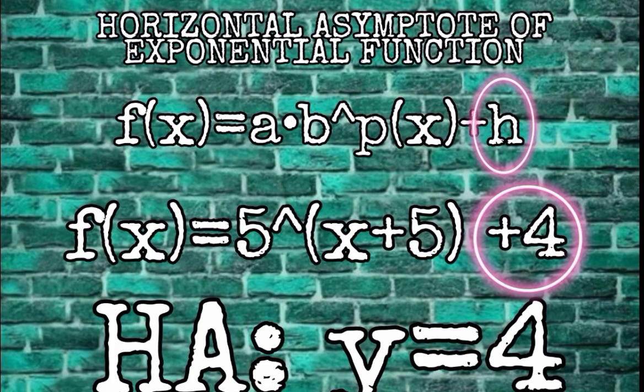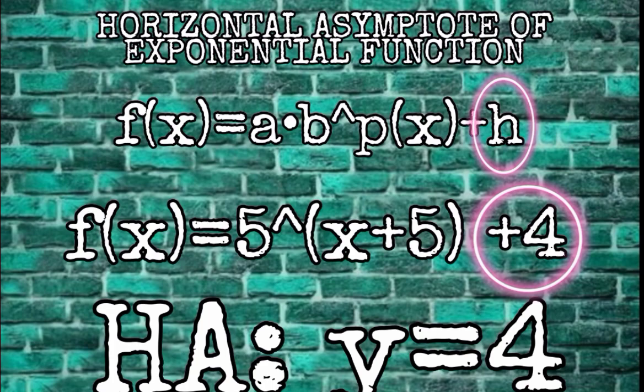Why is it positive 4? Because in our equation, you can see that I encircled positive 4, which belongs to h. Positive 4 is not in the middle, not in the beginning, but at the end of the equation. So, our y-intercept is equal to 4, or aka the horizontal asymptote.